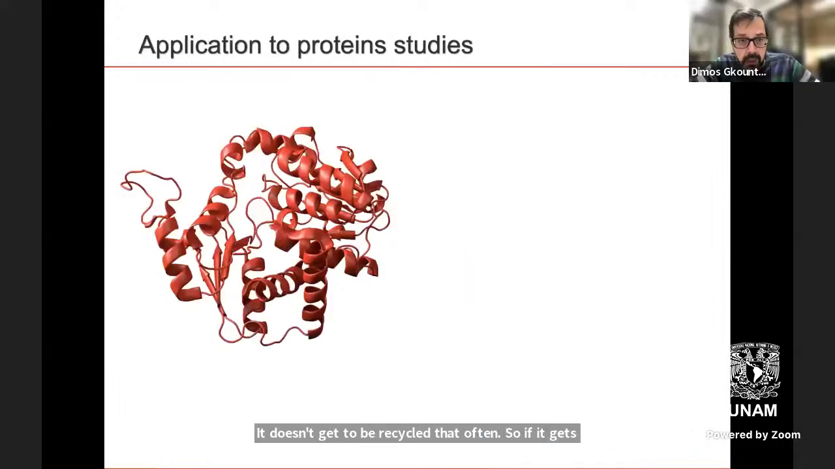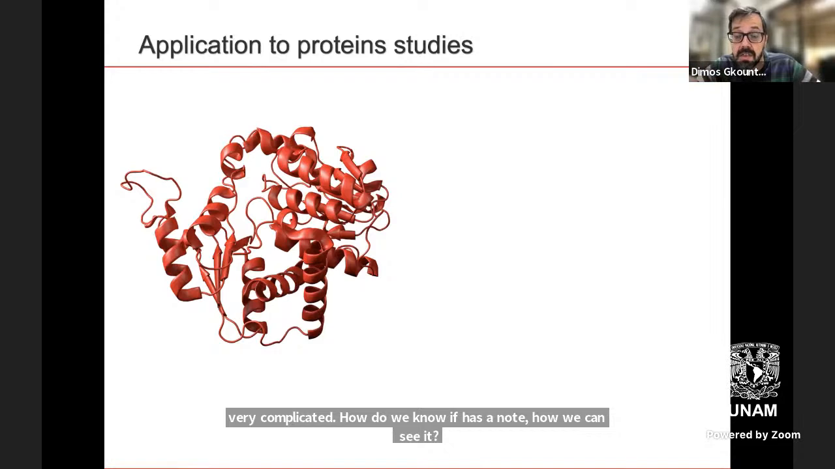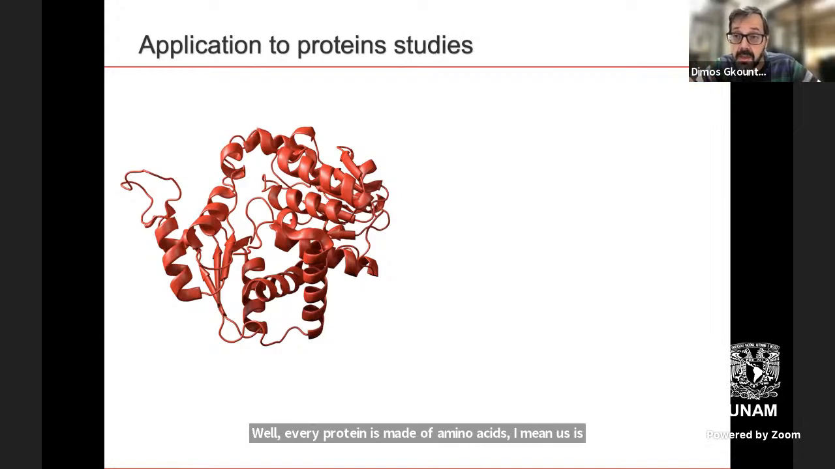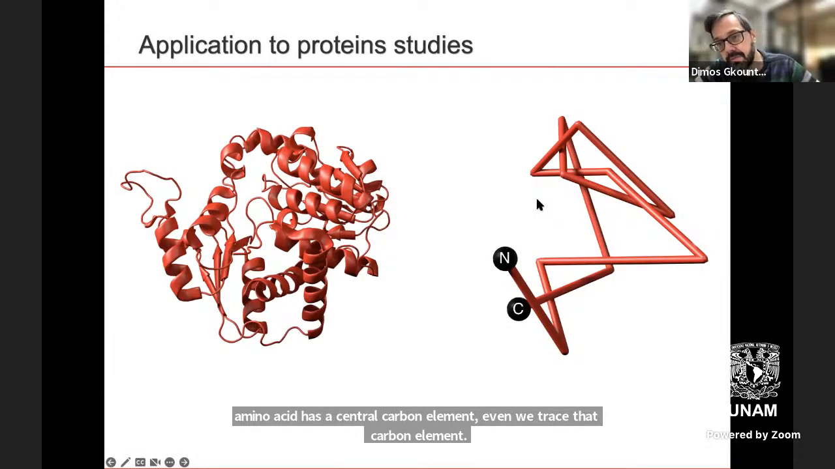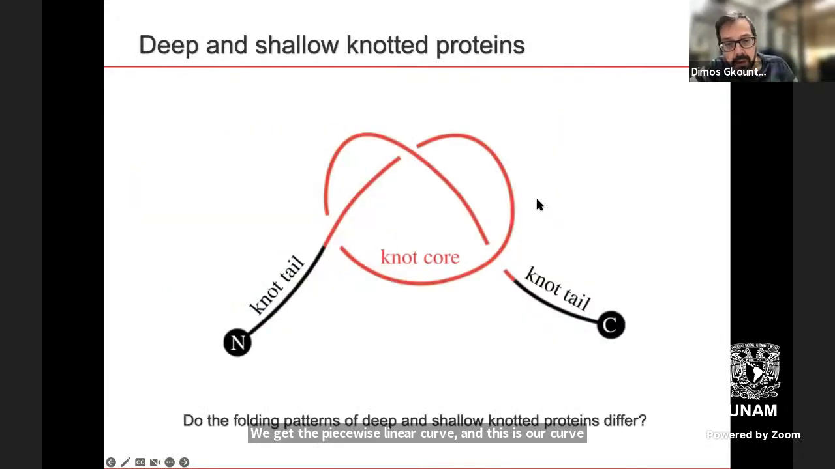Anyway, so back to the protein, it looks like this. It's very complicated. How do we know if it has a knot? How can we see it? Well, every protein is made of amino acids. Amino acids are letters, more or less like the letters of the DNA. DNA has 4 letters, amino acids are 20. So we have 20 letters. Every amino acid has a central carbon element. If we trace that carbon element, we get a piecewise linear curve. And this is our curve here. It has a trefoil, this one.